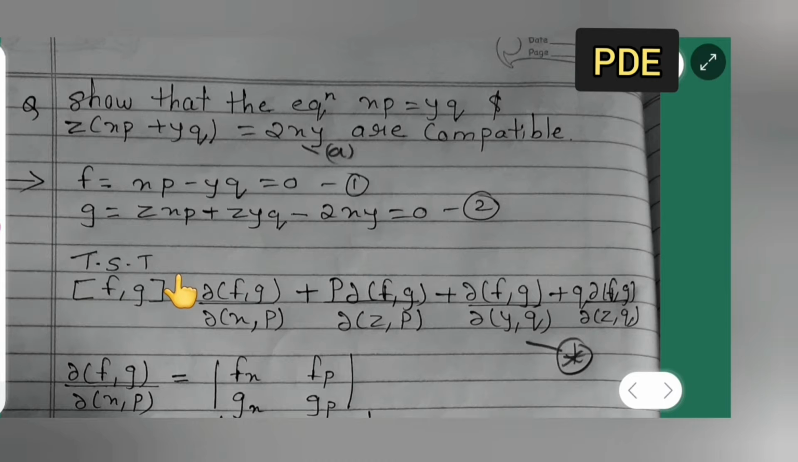Now to show that [f, g] = ∂(f,g)/∂(x,p) + p ∂(f,g)/∂(z,p) + ∂(f,g)/∂(y,q) + q ∂(f,g)/∂(z,q). Take this as star. You all have to take this as star. Now you all have to know this rule where you need to prove that [f, g] is equal to 0. If any functions are computable, you should get [f, g] = 0.